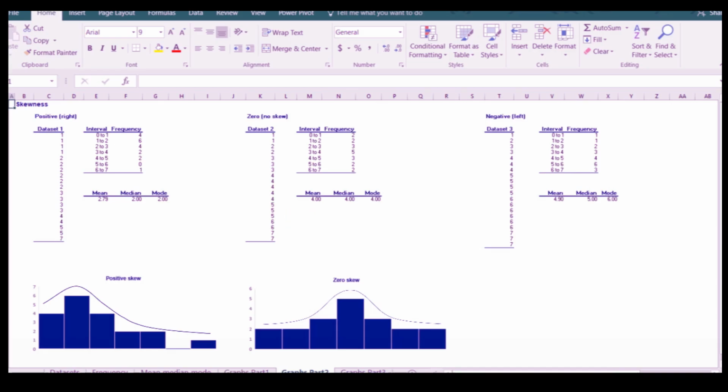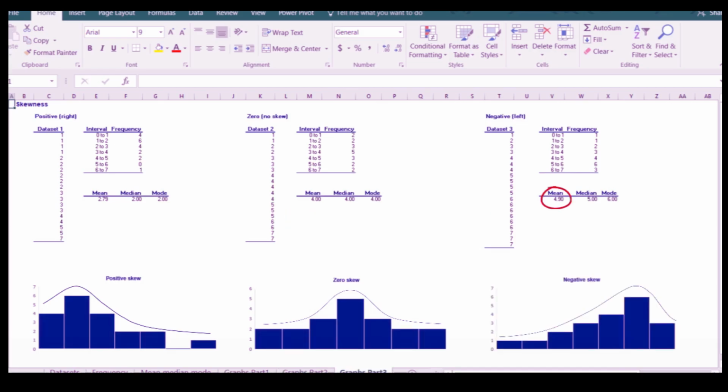For the third dataset, we have a mean of 4.9, a median of 5, and a mode of 6. As the mean is lower than the median, we say that there is a negative or left skew. Once again, the highest point is defined by the mode. Why is it called a left skew again? That's right, because the outliers are to the left.